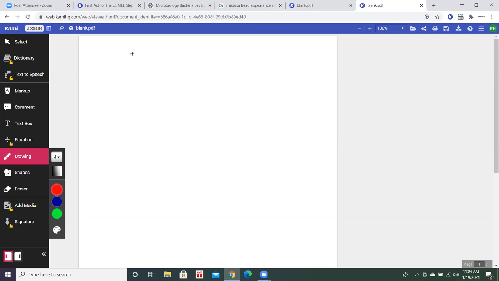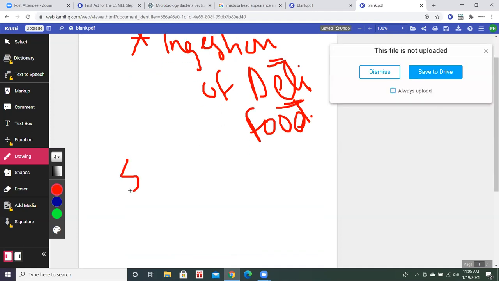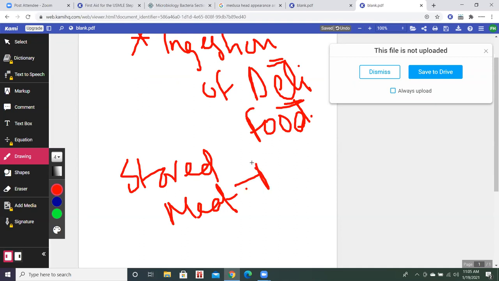The most common source of infection is ingestion of deli food. Over here, we have a lot of delis. I'm not sure if you guys know what a deli is. Basically, delis are groceries which sell stored meat or cured meat, and they use it in sandwiches.